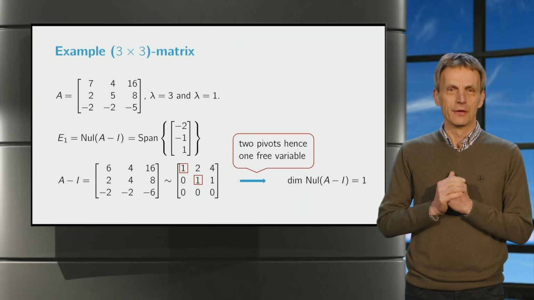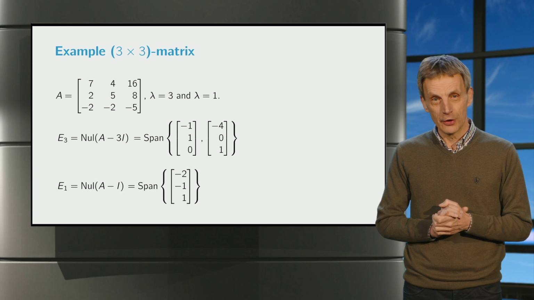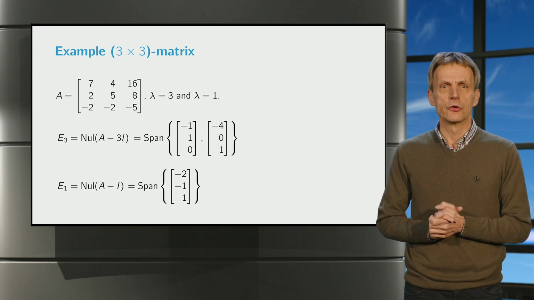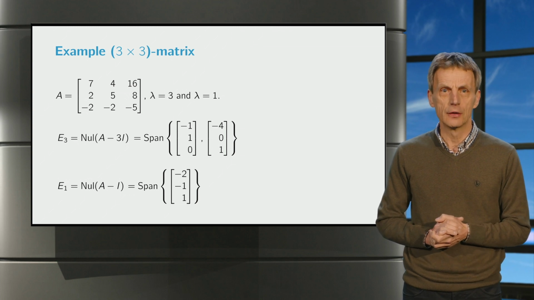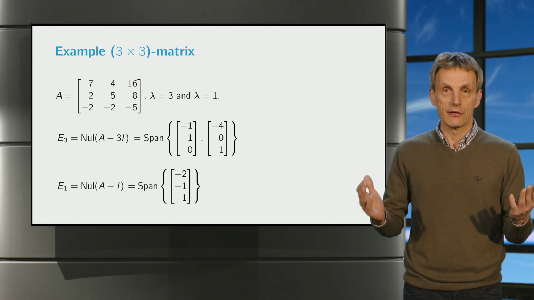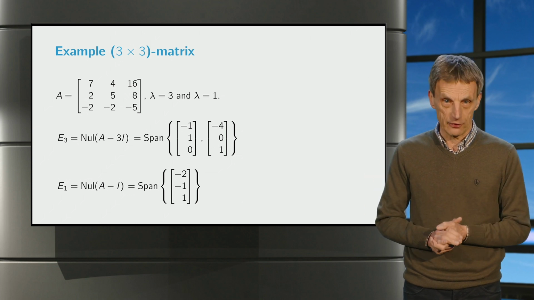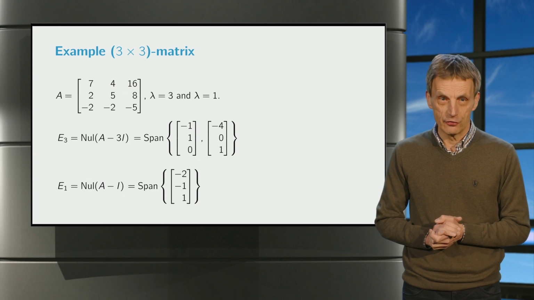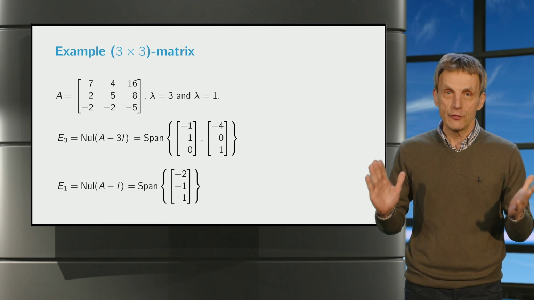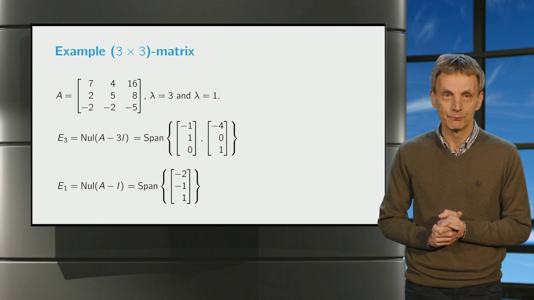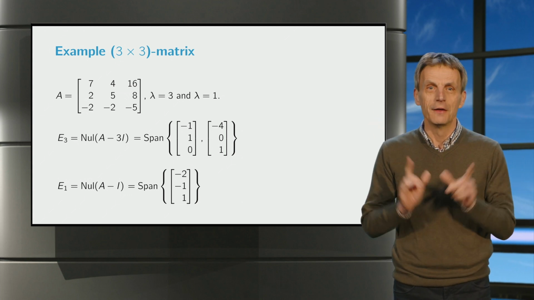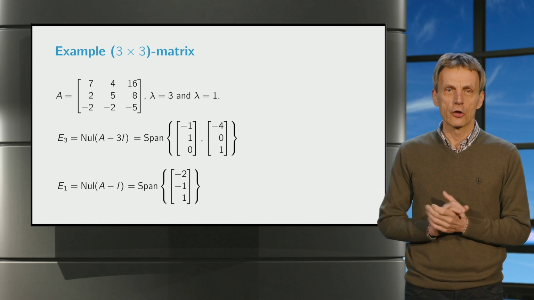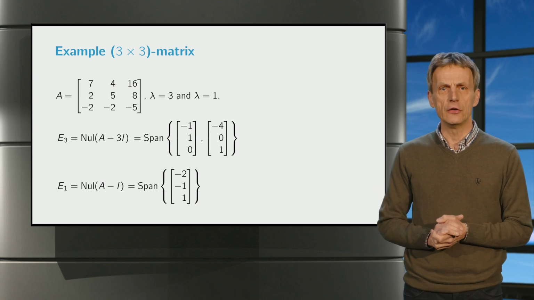To summarize, the numbers 3 and 1 are eigenvalues of this matrix A. We have determined the two corresponding eigenspaces. They turn out to have dimension 2 and 1, respectively. Are 3 and 1 the only eigenvalues of A? If so, how can we know this? Good questions. This will all become clear in our next video, covering the so-called characteristic equation of a matrix.